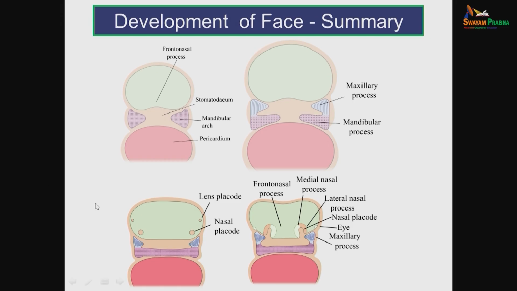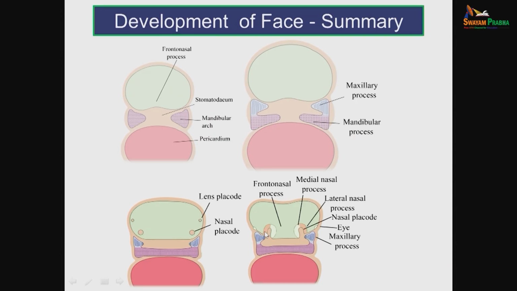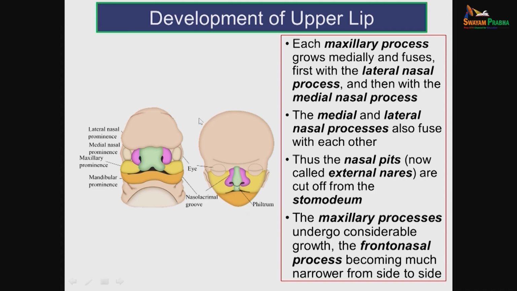The nasal placode is going to sink below the surface and forms the nasal pit. What I am pointing out is the nasal pit, and medially you have a raised edge which is called medial nasal process, and laterally you have the lateral nasal process. Having learnt about the various processes and the 2 placodes, we will further proceed into the development of face. We will first look at the development of upper lip.